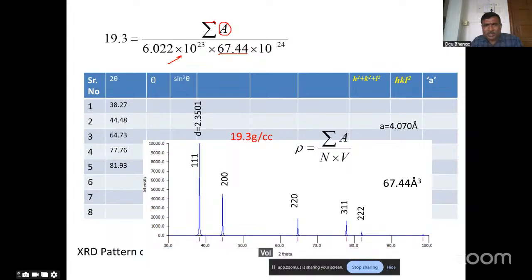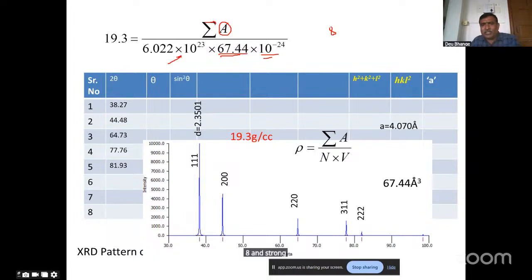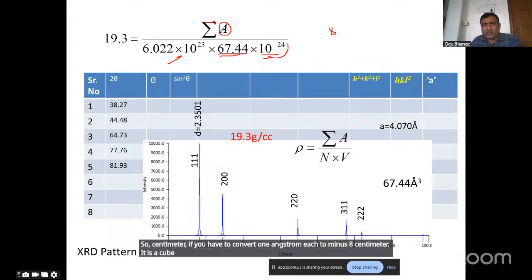Volume is in angstrom cube. To convert it into centimeter cube, 1 centimeter is equal to 10 raised to 8 angstrom. So 1 angstrom is 10 raised to minus 8 centimeter. It is a cube, so it will be minus 24. So you can just get the density at last, 19.3.